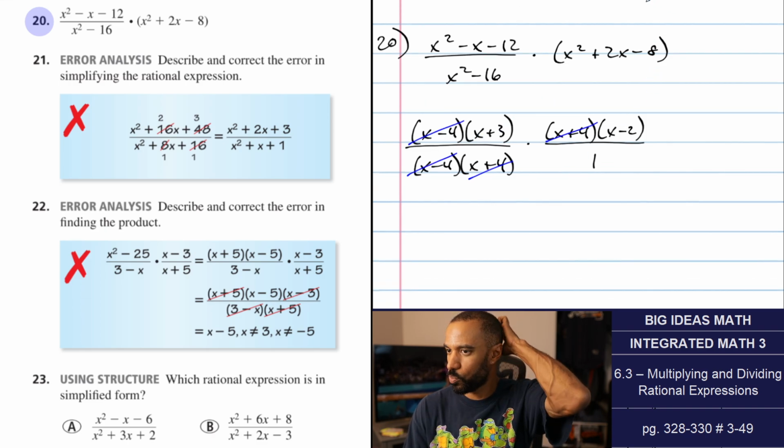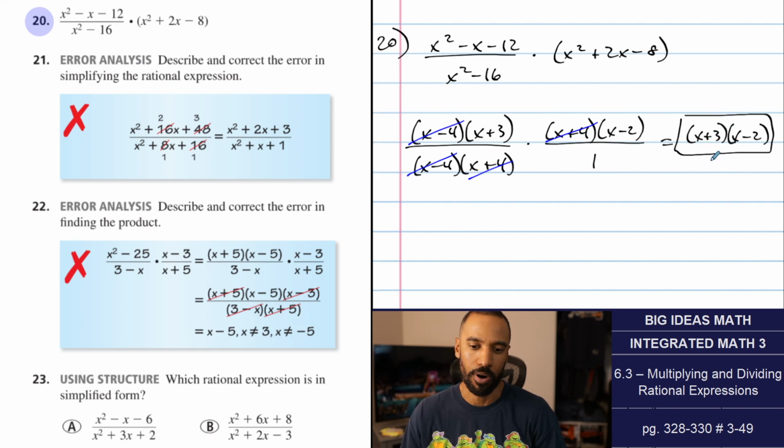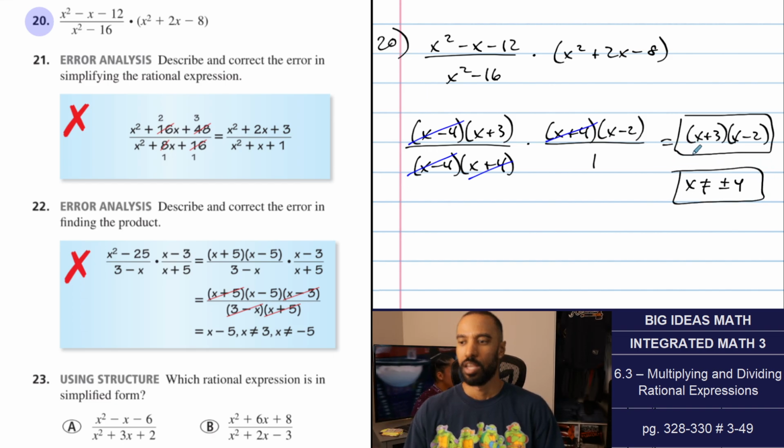We're left with x plus 3 times x minus 2 all over 1, or just x plus 3 times x minus 2. There are restrictions from our canceled sets where x can't equal positive or negative 4. I'll just say x can't equal plus or minus 4. Simple enough. Okay.